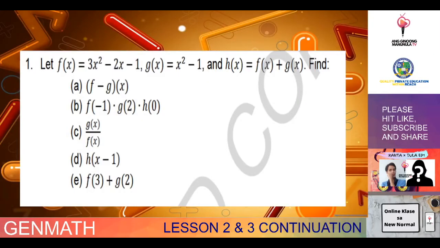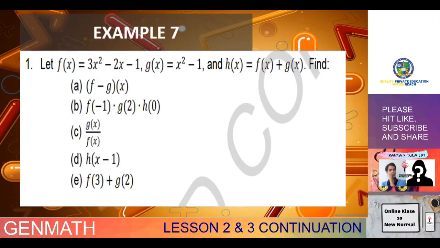So, ipagpapatuloy lang natin yung ating discussion about dun sa lesson 2 and lesson 3. Kumbaga, pinagsama natin si lesson 2 at saka si lesson 3, nag-provide ako ng panibagong example. So, medyo complicated to dun sa naunang example. Okay? So, example number 7 or continuation nun.